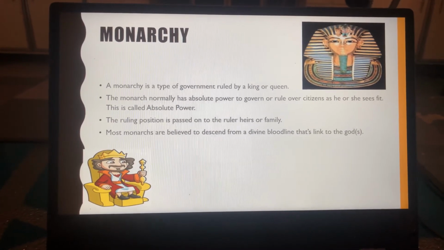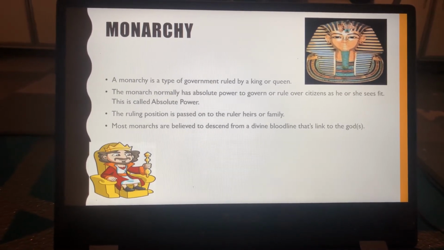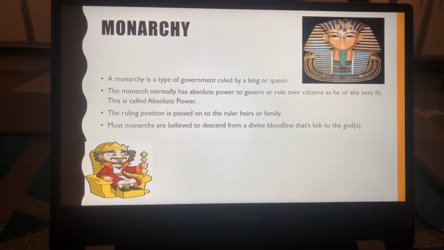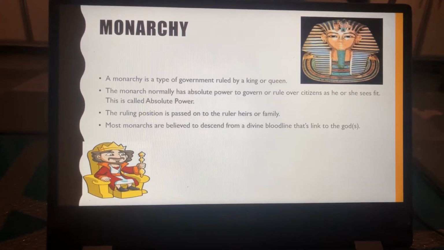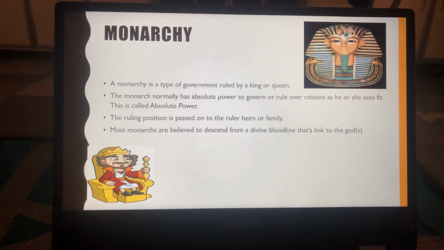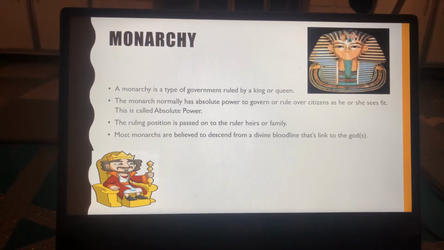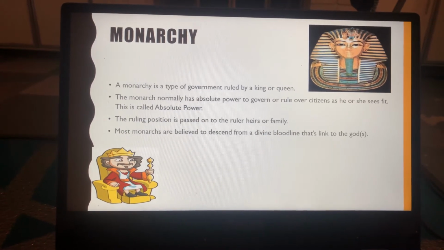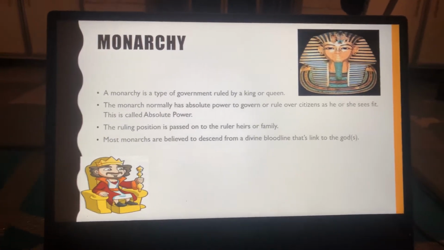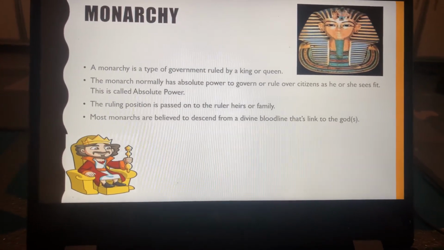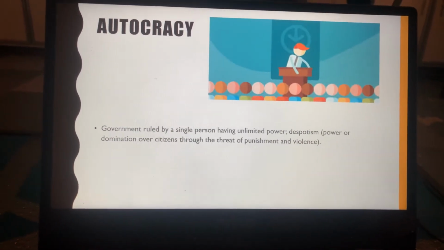Now, how is the title of the monarchy passed on from generation to generation? The third bullet states that the ruling position is passed on to the ruler's heirs or family members. So basically, once a king or a queen dies, his or her rule is passed to the next family member. Most monarchs are believed to descend from a divine bloodline that is linked to a god or gods. So therefore, the authority of the monarchy is oftentimes linked to whatever religion is dominant in that society.